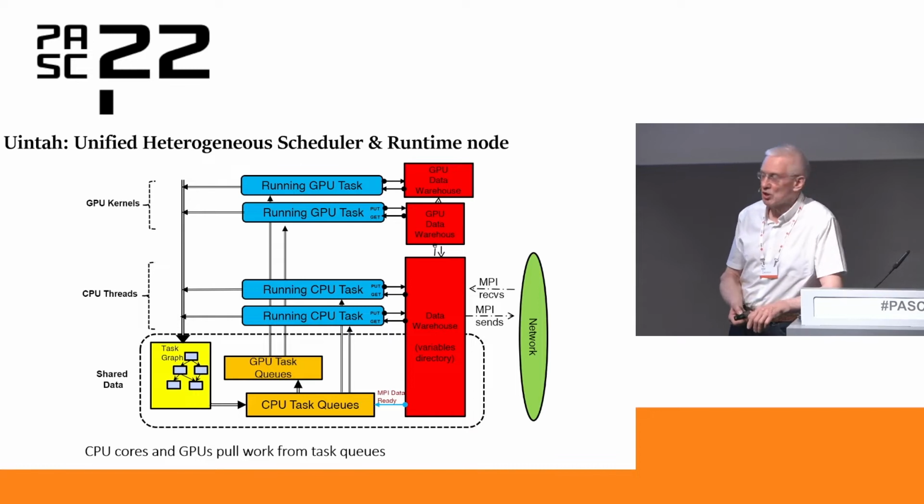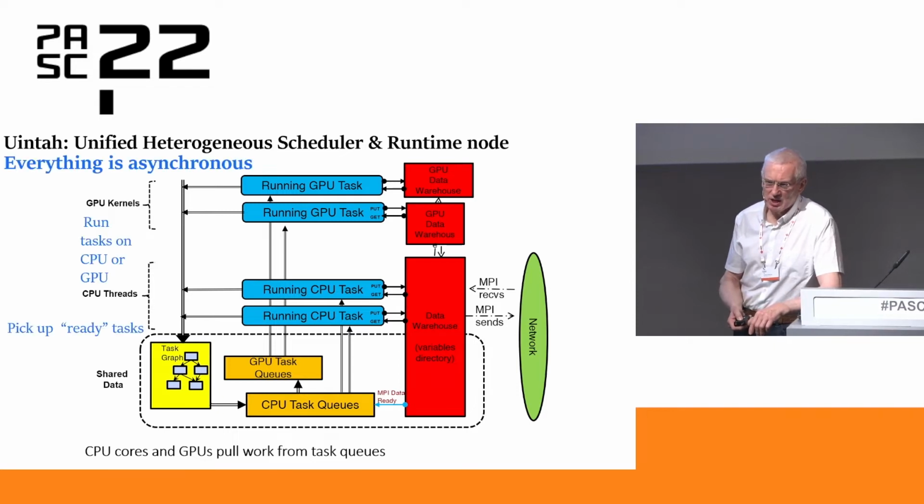So here's a diagram of the runtime system, and you can see the different data warehouses here on the CPUs and on the GPUs. We have execution of tasks on the CPUs and the GPUs. We have task queues for the CPUs and the GPUs. We have a task graph here, and we run tasks on CPUs and GPUs. We pick up tasks as soon as they're ready to execute and execute them. Many other people are doing this, but we've been doing this for an awfully long time and have been very, very successful with it.